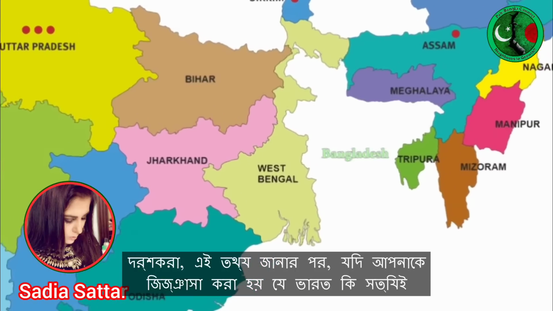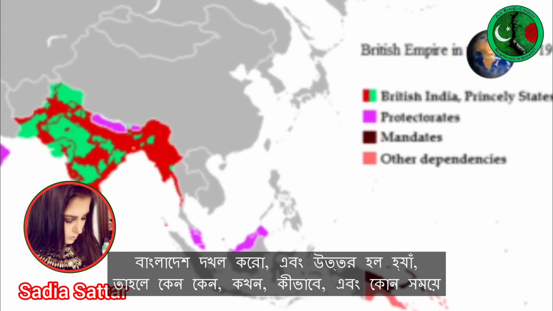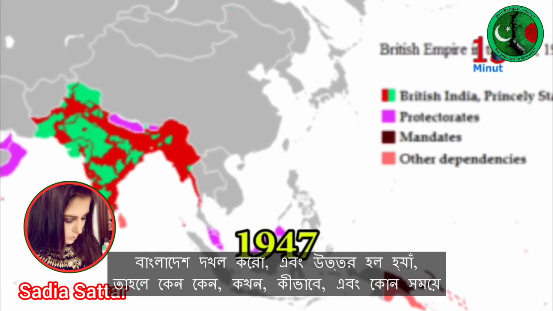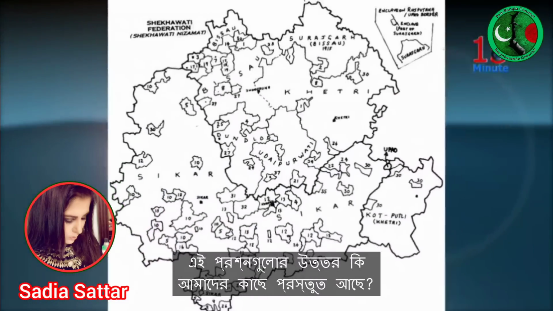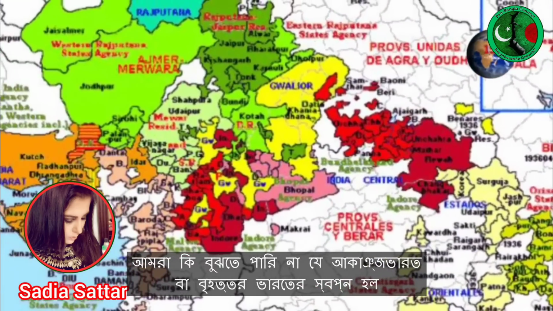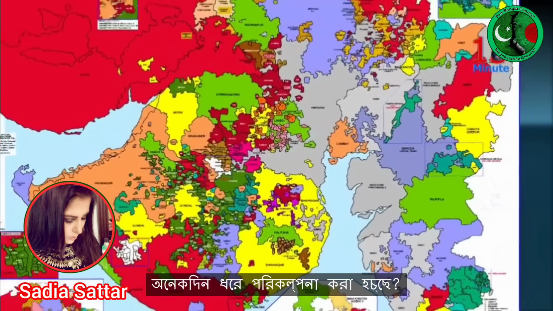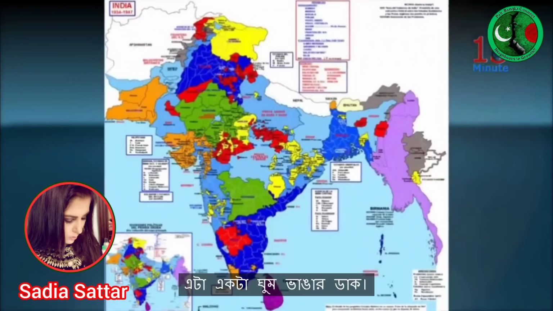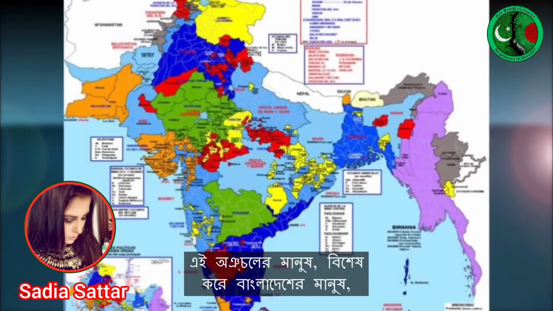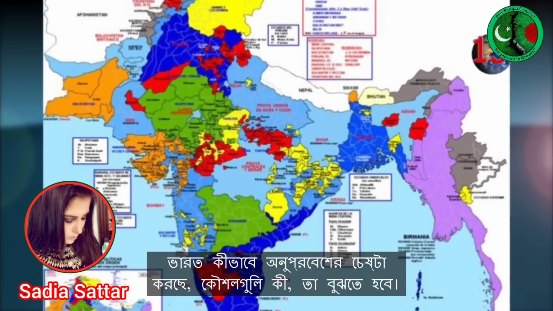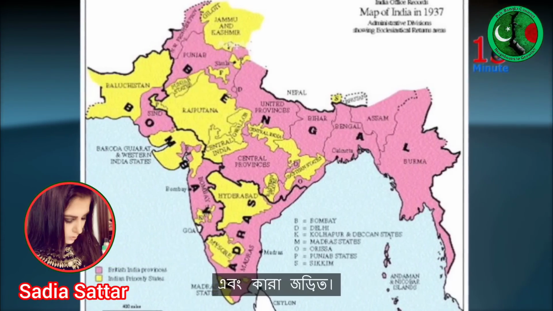Viewers, after knowing this information, if you're asked whether India will really occupy Bangladesh, and the answer is yes, then why, when, how, and at what time will the occupation take place? Do we have the answers to these questions prepared? Do we not understand that the Akhand Bharat, or the Greater India dream, is being planned for long? It's a wake-up call. People in this region, particularly in Bangladesh, need to understand how India is trying to infiltrate. What are the techniques and who are all involved?